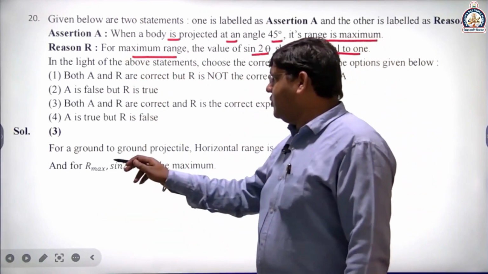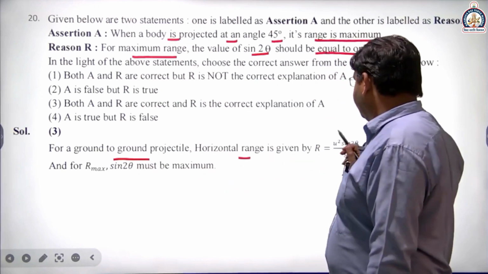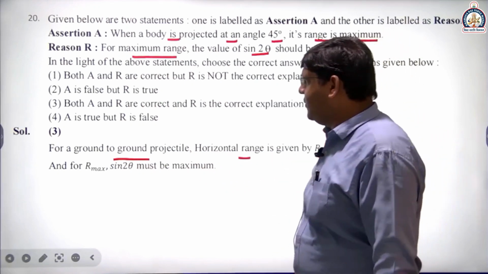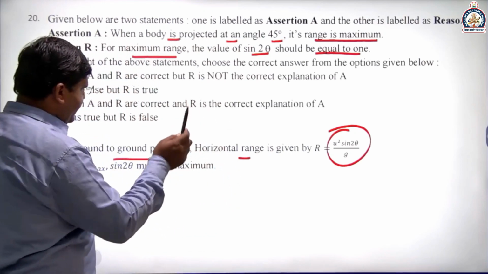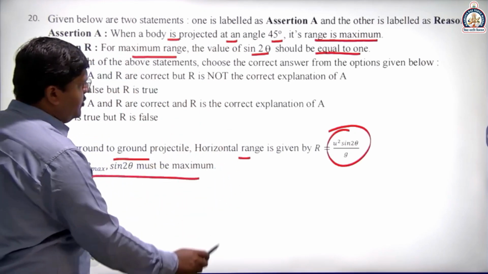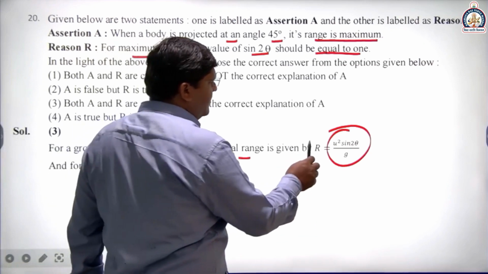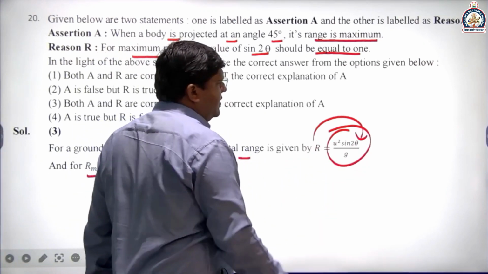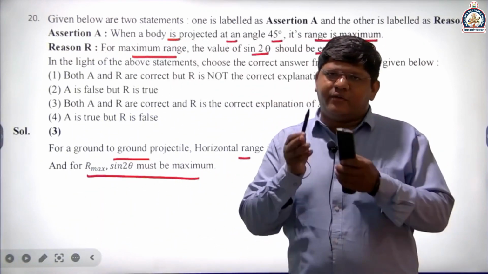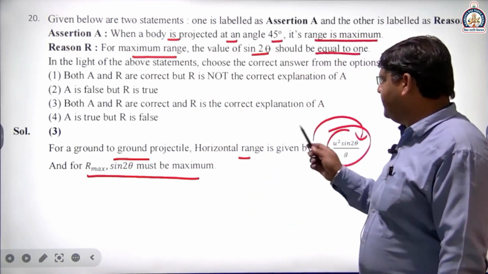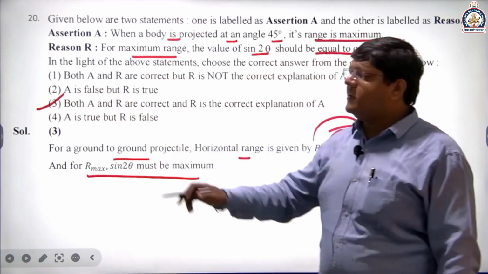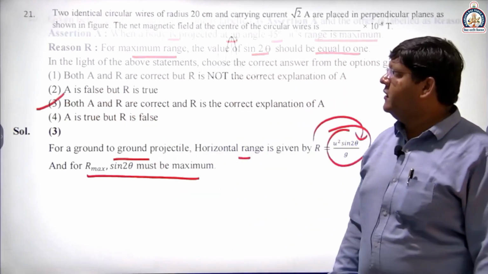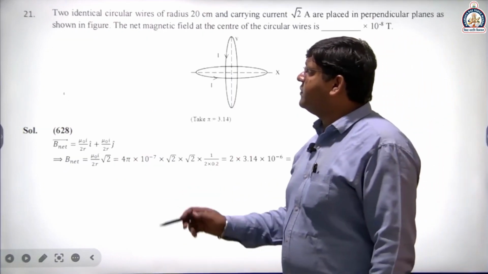Okay, for ground to ground projectile motion, horizontal range is given by u square sin 2 theta upon g. And we can say R will be maximum when sin 2 theta is maximum, because this formula says range is dependent on sin 2 theta. If sin 2 theta is maximum, then we can say range is also maximum. That's why both the assertion and reason are correlated to each other. Moving to the next question.